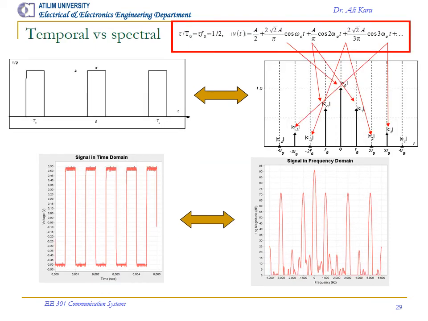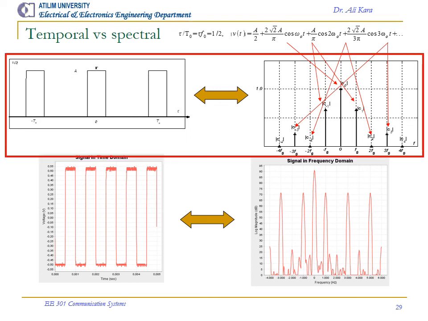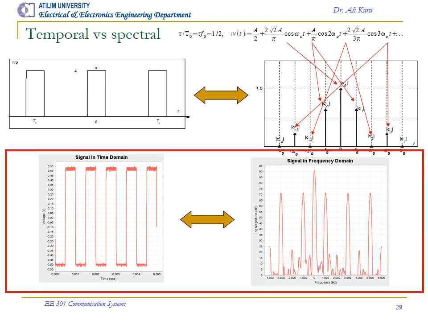Temporal versus spectral. Now, we shall see the time and spectral forms of the rectangular pulse train. We take the duty cycle as 1/2 for visual convenience. See each term represented on the spectral graph. These graphs are generated using a physical signal generator and oscilloscope.